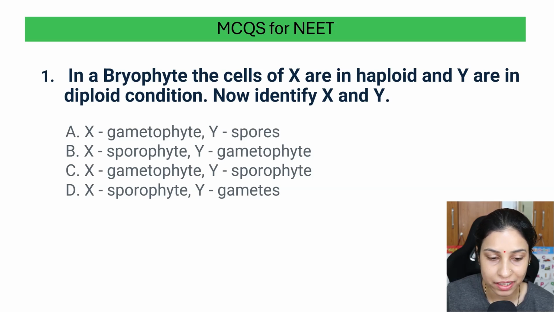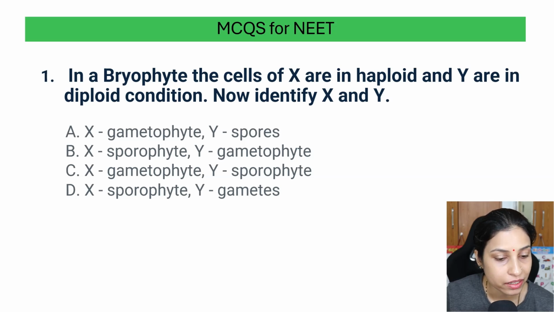Now identify X and Y. The options are given here. Option A: X is a gametophyte, Y is the spores. This answer is wrong because X being a gametophyte is correct, but Y is a spore. In bryophytes the spore is also haploid because it results from meiotic or reductional division. The next option: X is a sporophyte and Y is a gametophyte. This is also wrong because X is haploid, so it's not a sporophyte. Sporophyte is a diploid one.